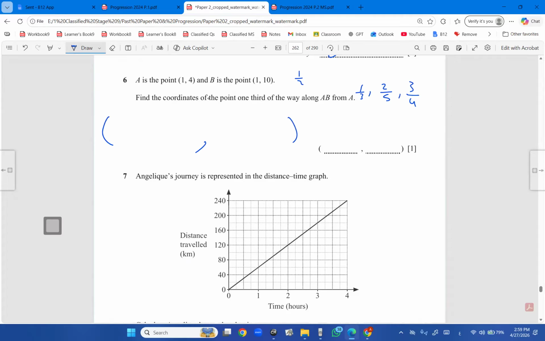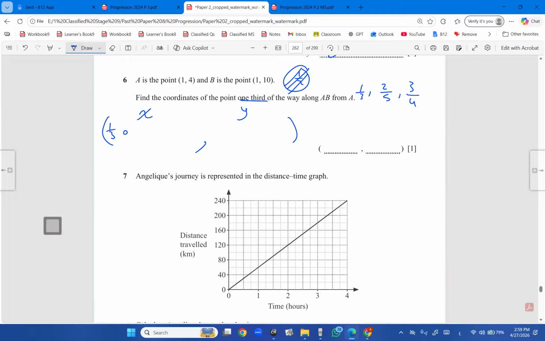y1 plus y2 over 2. Thank you. This is for the midpoint, halfway. But any other fraction, no, there is a different rule that we need to follow. What is it? They want 1/3 here, so I need to get 1/3 to find x, and here to find y.